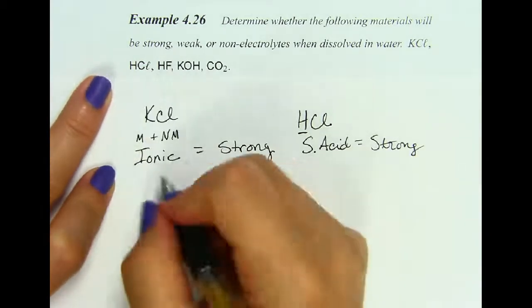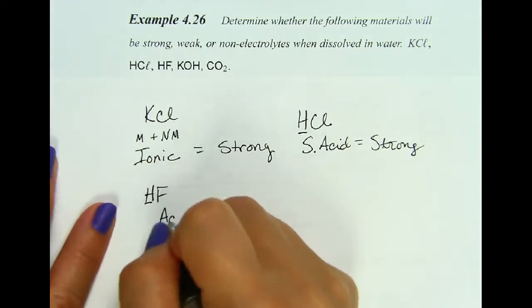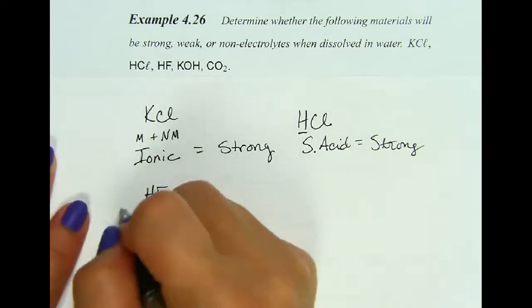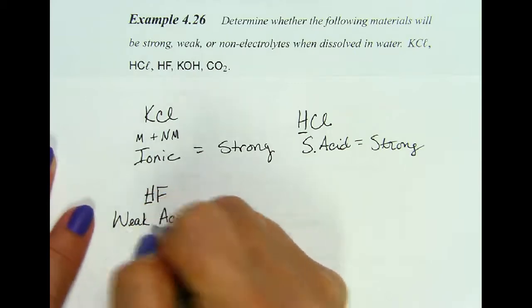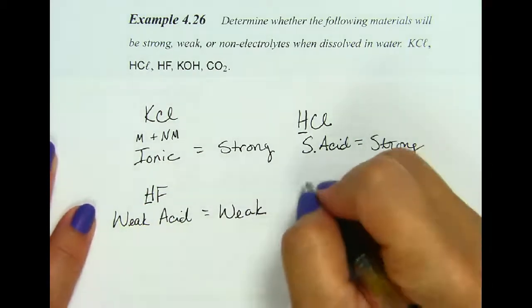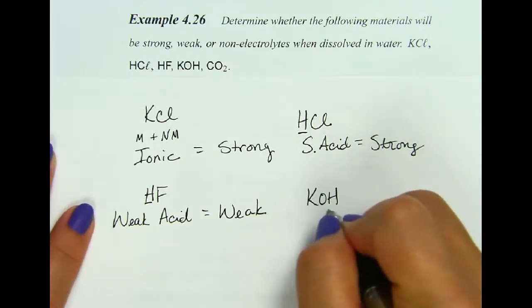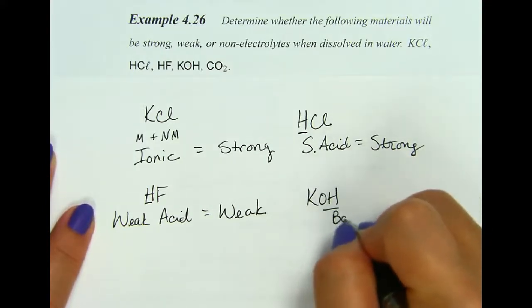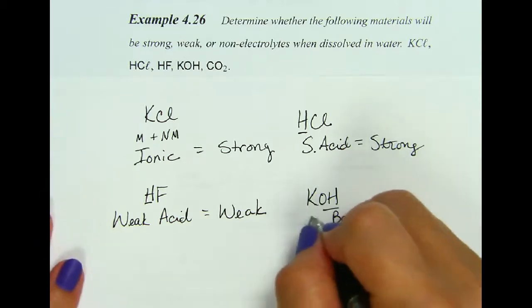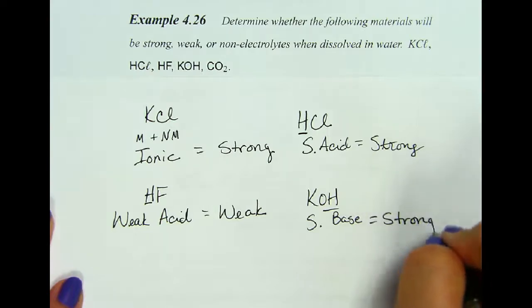We have HF, which is hydrofluoric acid. It starts with hydrogen, so you know it's an acid. The question is, is it one of the 7 strong? And if you look at the list, it's not. So it's automatically going to be a weak acid, which makes it a weak electrolyte. Then we have KOH. Because it has hydroxide, you know that this is a base. And because this is a group 1 metal, you know that this is a strong base. Therefore, this is a strong electrolyte.